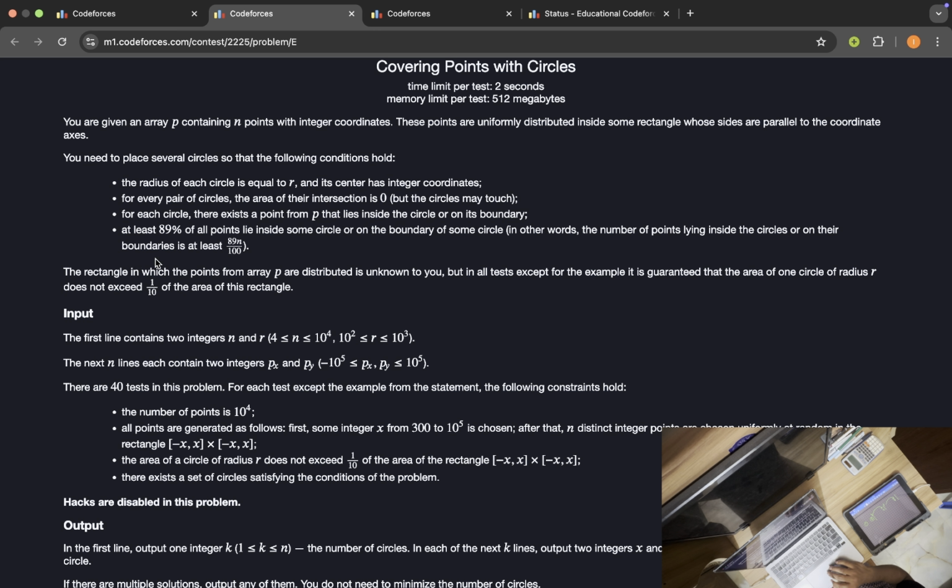I do hate geometry or probability kind of stuff. You are given an array P containing n points with integer coordinates. Those points are uniformly distributed inside some rectangle whose sides are parallel to a coordinate axis.